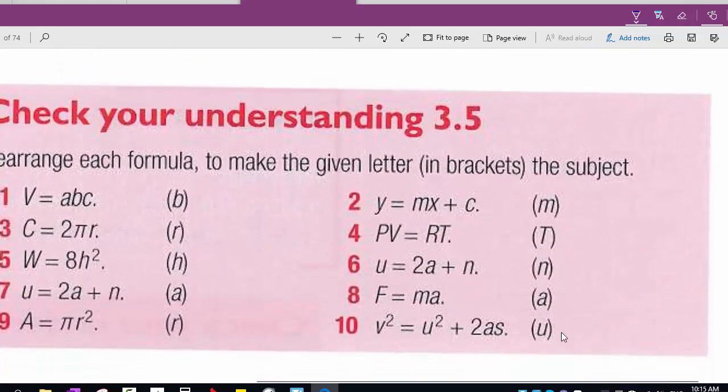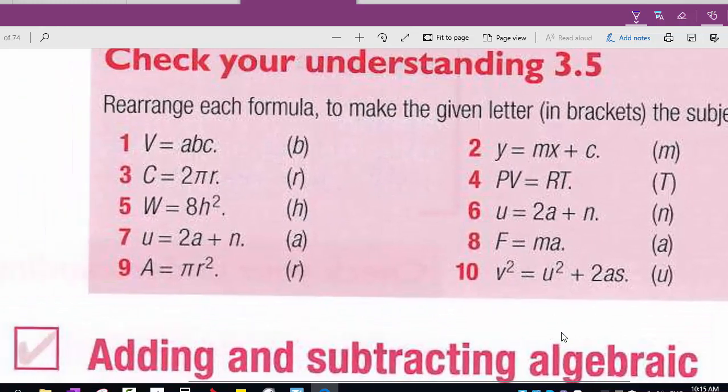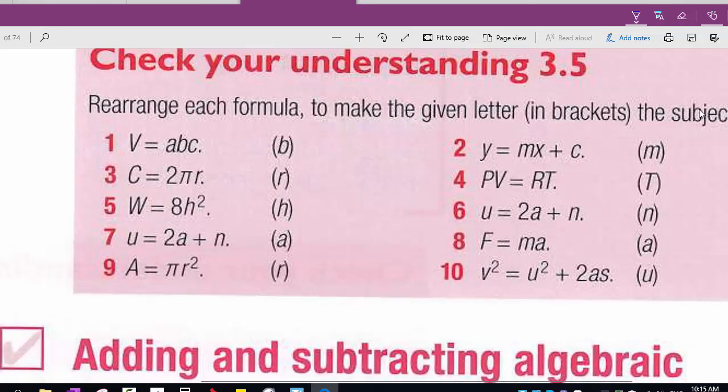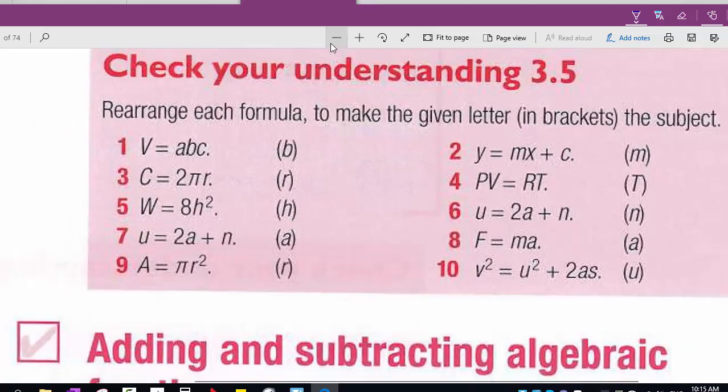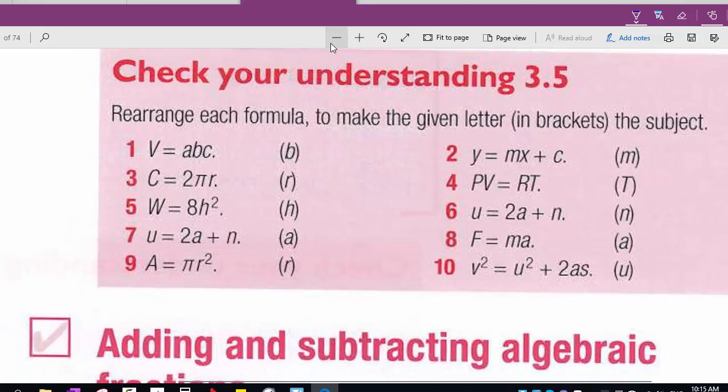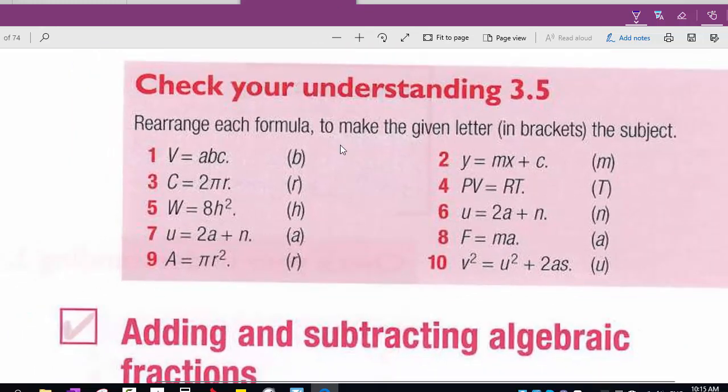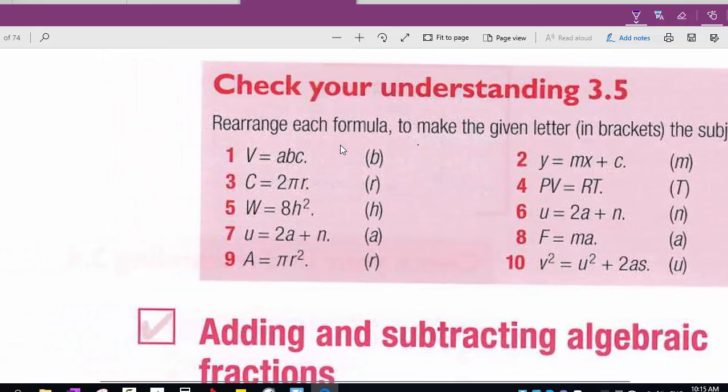When you want to change the subject of a formula, it means put the variable which is supposed to be the subject alone on a side, then you're done. Question 1, we have to make B the subject, then V is equal to ABC.